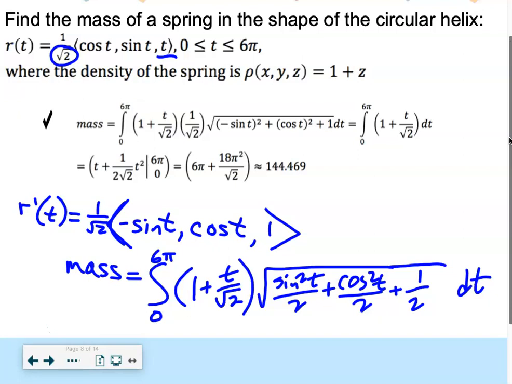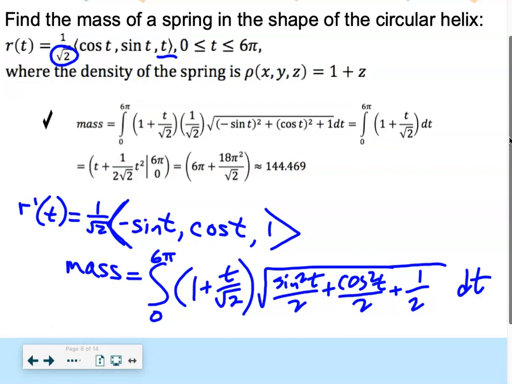Any questions? Zach, how you doing? Good? Yep, that darn root 2. Okay. Good. Any other questions? Sophie, you good? Okay. Dorsa, are you okay? Do you see why the stuff in the root is 1? Can you simplify it? Okay, so this whole thing just becomes 1.